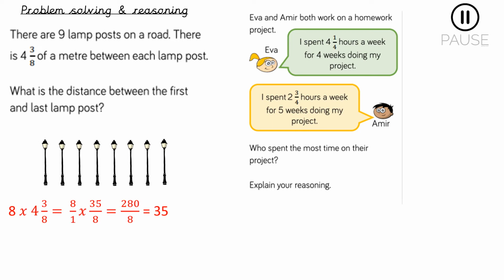So 8 over 1, and then I've used the method where we convert our 4 3/8 into an improper fraction. So it's 35/8, and I've worked that out by doing 4 times 8 and then add 3. And then 8 times 35 equals 280, 1 times 8 is 8, and then I've converted that because it's an improper fraction, and I've said how many 8s are in 280 and the answer is 35. So your answer is 35 metres.